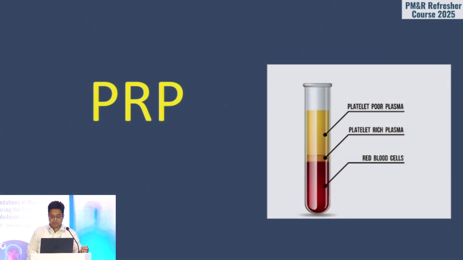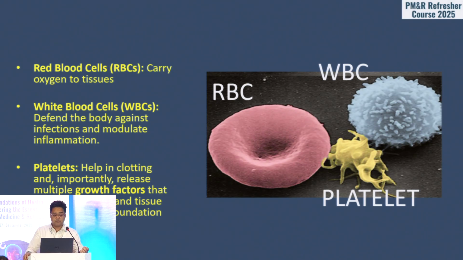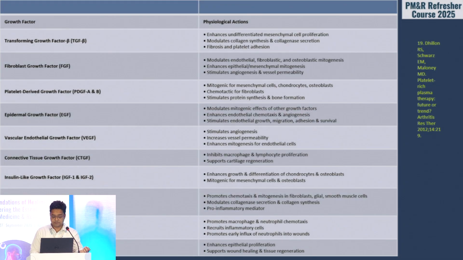Now PRP. PRP is an autologous concentration of platelets in plasma obtained from peripheral blood after centrifugation, containing a platelet concentration above baseline. It delivers a high amount of growth factors and cytokines that stimulate tissue repair, angiogenesis, and anti-inflammatory effects. We all know that RBCs carry oxygen to tissue, white blood cells defend the body against infection and modulate inflammation, and platelets help in clotting and, importantly, release multiple growth factors that promote healing and tissue regeneration. This is the foundation of PRP therapy.